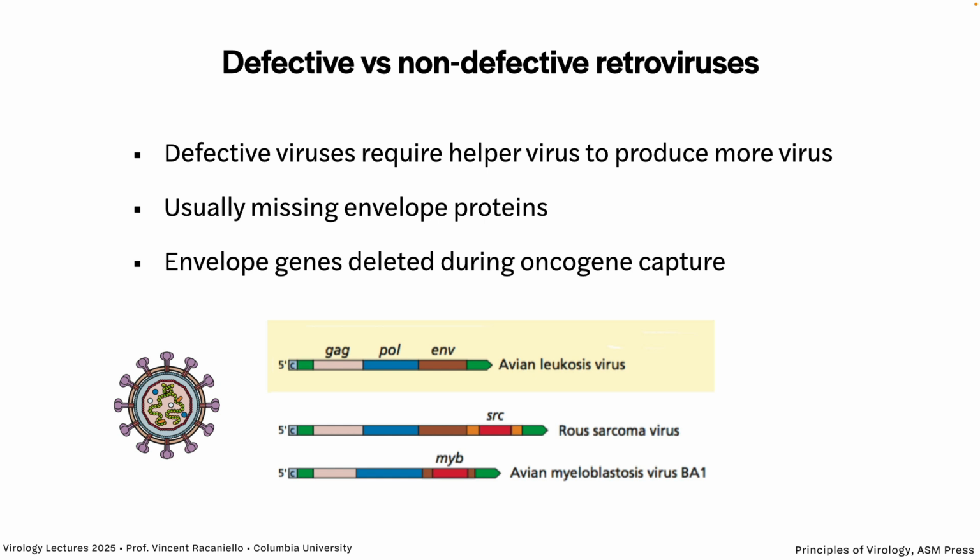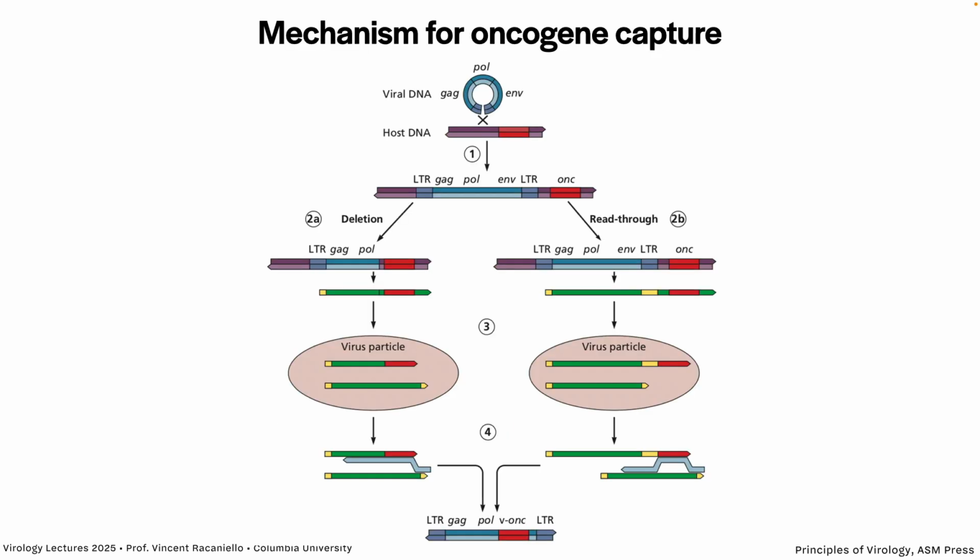Rous sarcoma, SRC went in after envelope, so it's completely non-defective. But for avian myeloblastosis virus, the MYB oncogene, and these are named according to the cancers, by the way, right? SRC, sarcoma; MYB, myeloblastoma. It goes into the envelope gene, so this virus can't make particles without a helper. That's what defective means, okay?